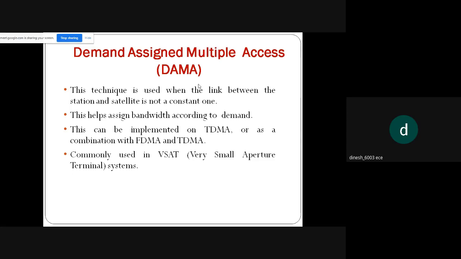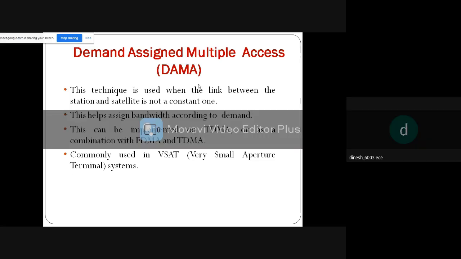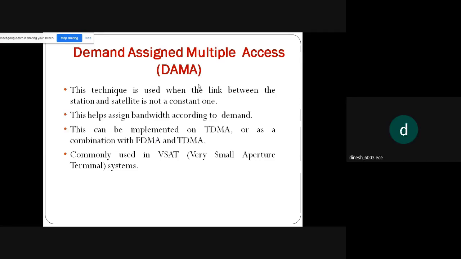This VSAT, which has been deployed on the satellite, is used to provide special bandwidth if there is a break or if there is a non-constant link between the earth station and the satellite. So this we call a demand assigned multiple access system.